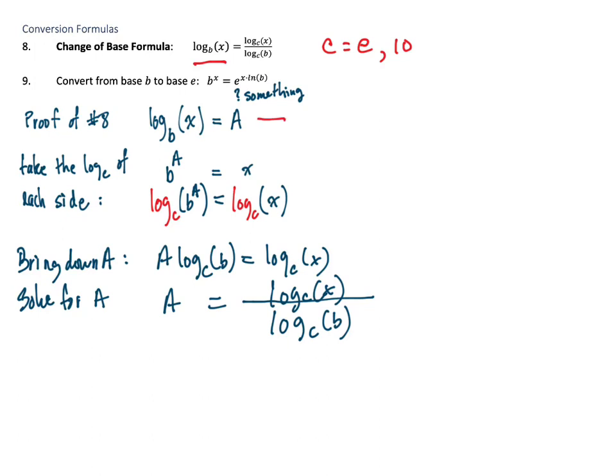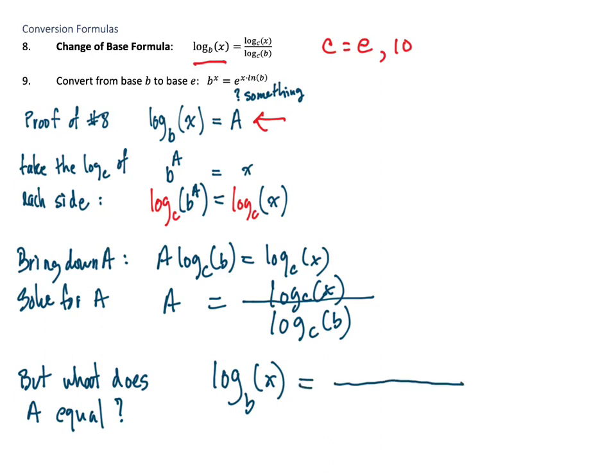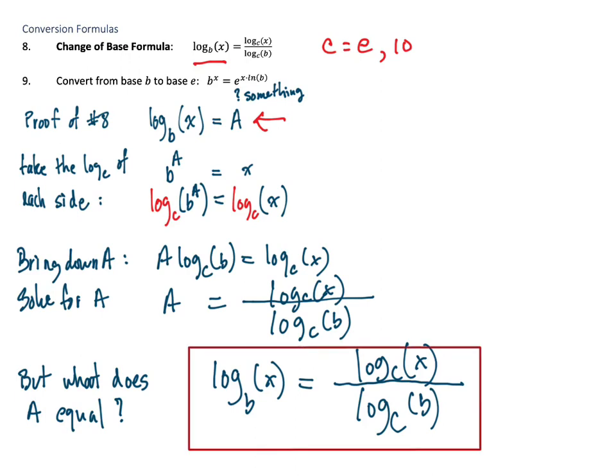A is what we started out with up here. So a is just log base b of x. So substituting that back in as a, we have log base b of x is equal to log base c of x over log base c of b. And there's our proof for the change of base formula.